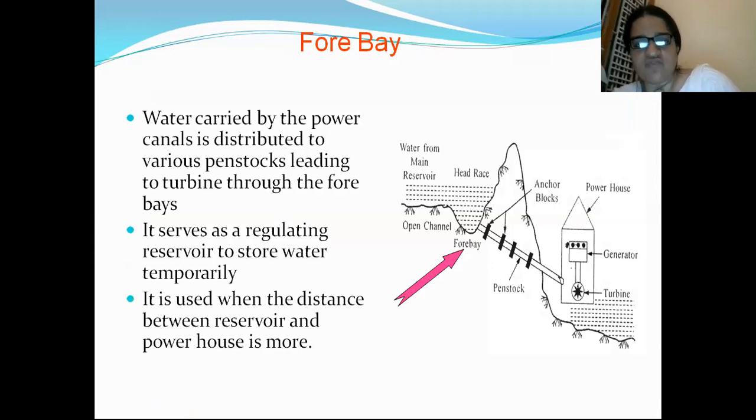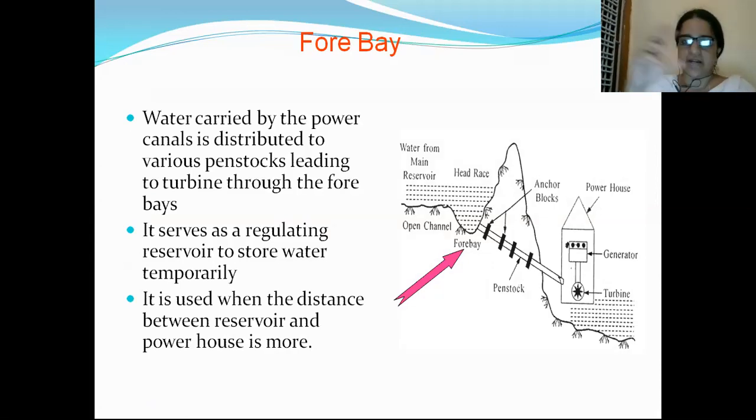Next is the forebay. Water carried by the power canals is distributed to various penstocks leading to the turbine through the forebay. Power canals carry water from the reservoir to the penstocks, which go to the turbine through the forebay. The forebay will be just after the reservoir, before your penstock.